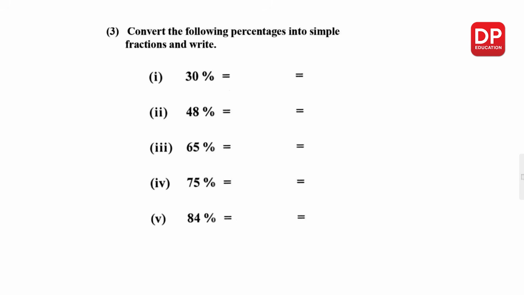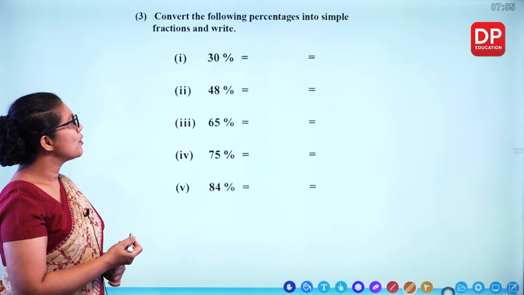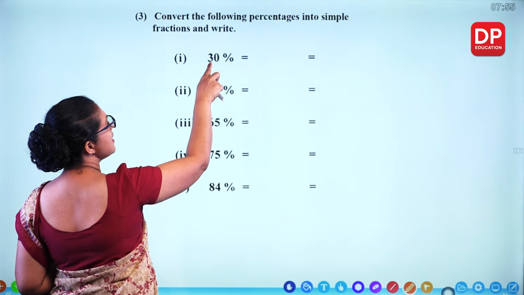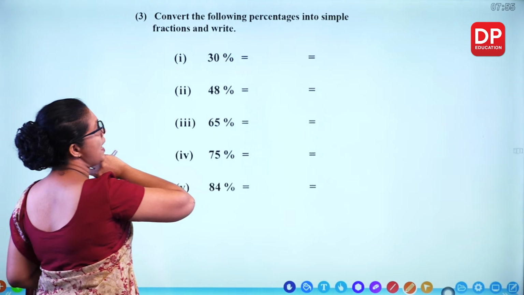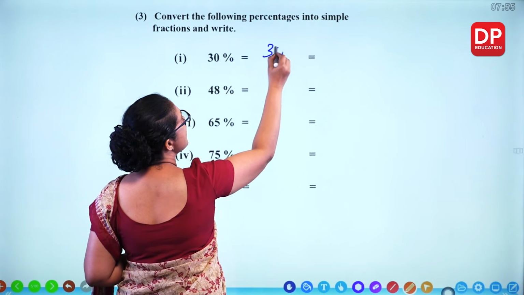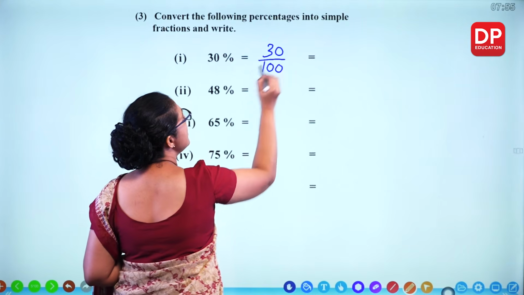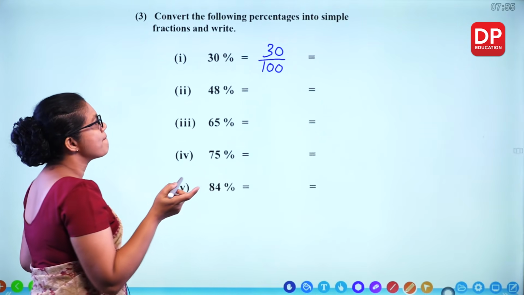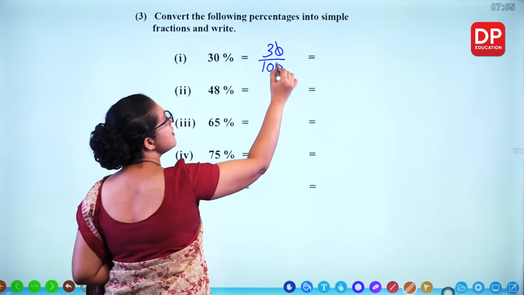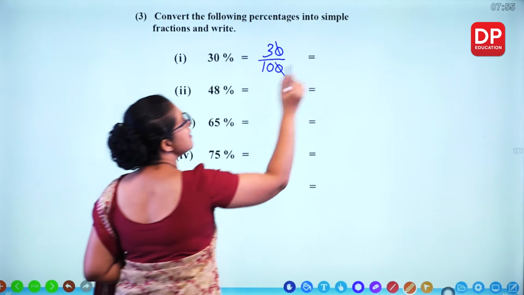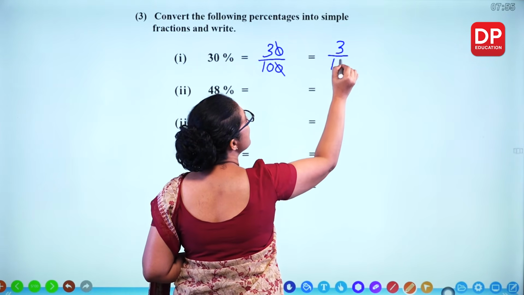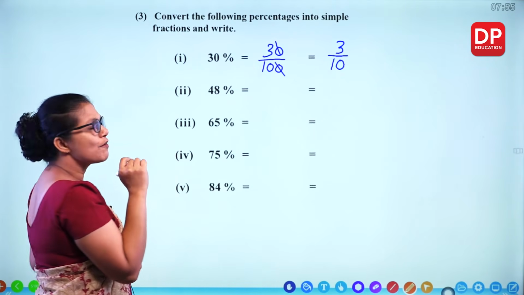Now convert the following percentages into simple fractions. So what do we do? 30% means 30 out of 100. Divide by 100, so we can write 30 divided by 100. Now simplify. When you simplify, I can see divide by 10. So you get 3 over 10 here.